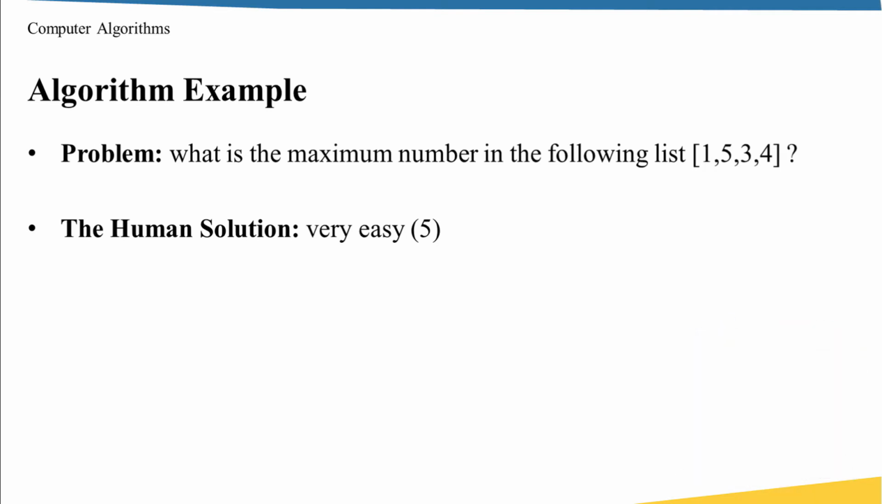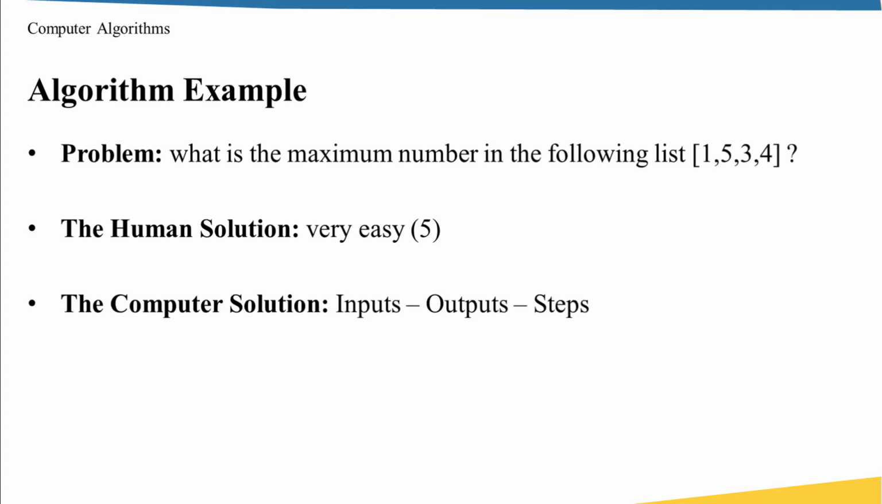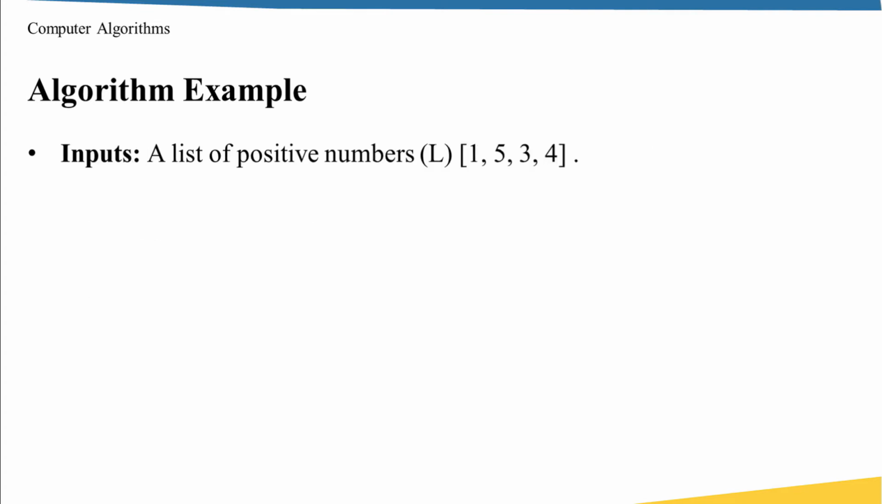So you have to start to think in the way that the computer thinks. In other words, you have to set a solution algorithm in which you define inputs, outputs, and steps. In this problem, the input is a list of positive numbers, and let's call this list L, and it has the following items, which are 1, 5, 3, 4. Whereas the output is the largest number in this list, and let's call this largest number n.